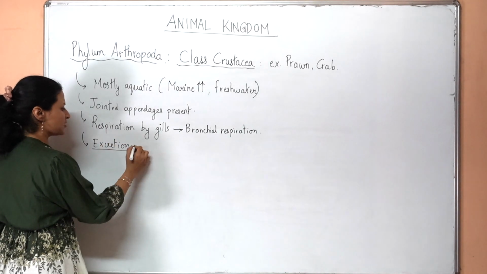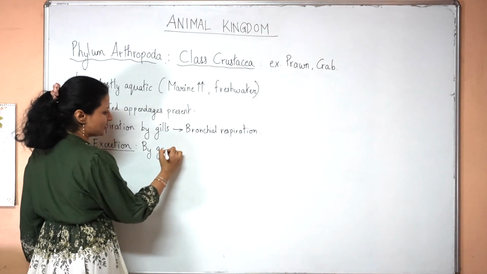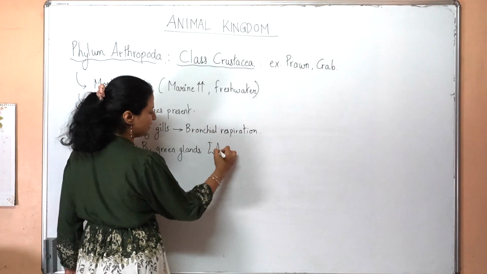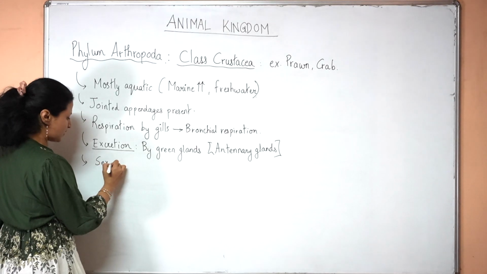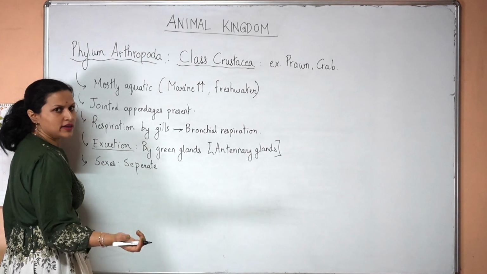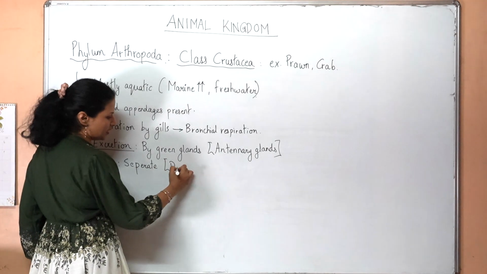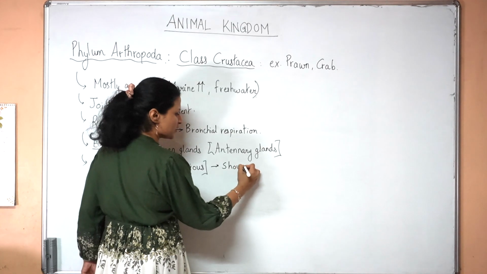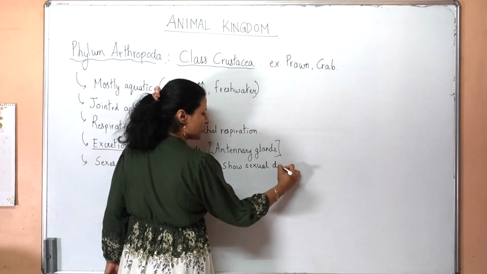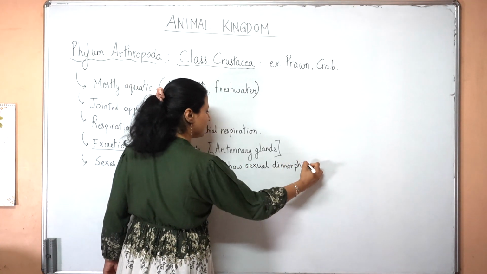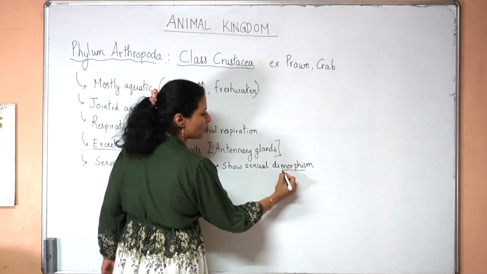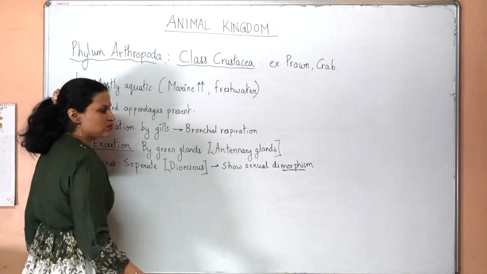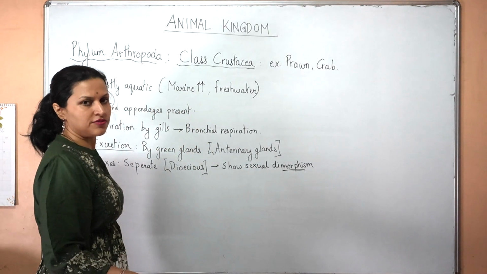Excretion, how will be the excretion? By green glands, more specifically antennary glands. Sexes are separate like the other arthropods. They are dioecious. Dioecious means sex is separate. They are known to show sexual dimorphism. Sexual dimorphism means male and female look different. Morph means structure, di means two. Both male and female actually look different.